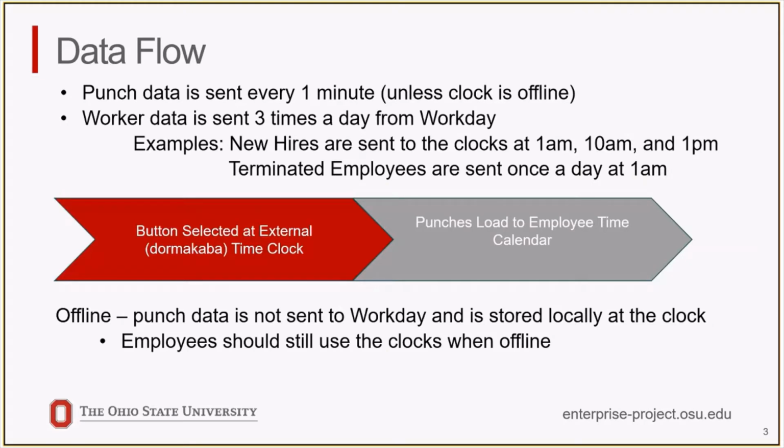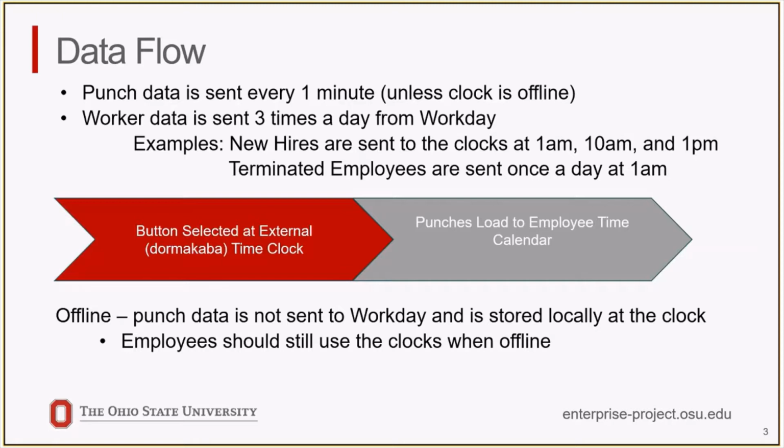Worker data is sent 3 times a day from Workday to the external time clocks. Some examples of worker data include new hires, which are sent to the clocks at 1 a.m., 10 a.m., and 1 p.m., and terminated employees, which are sent once a day at 1 a.m.